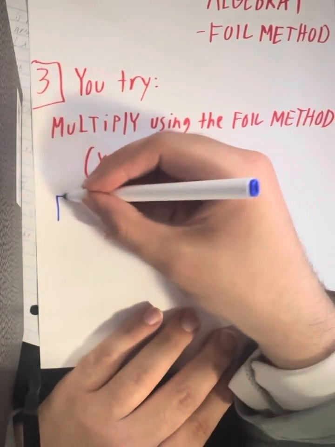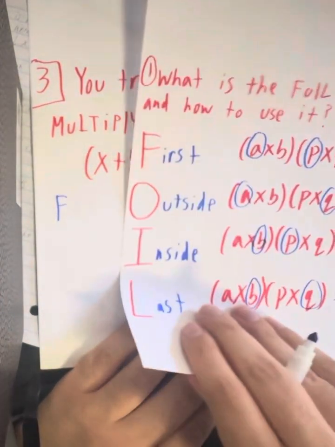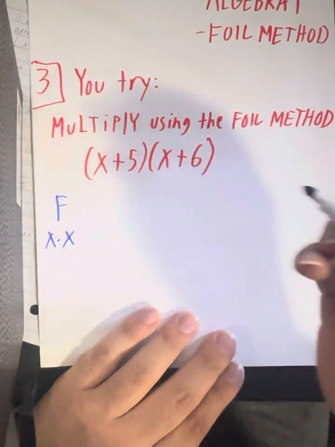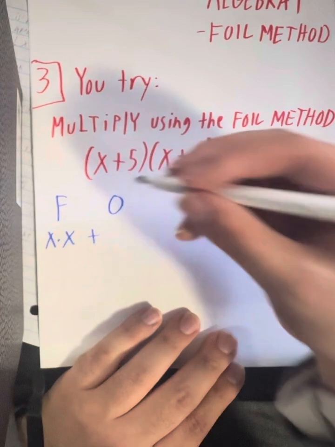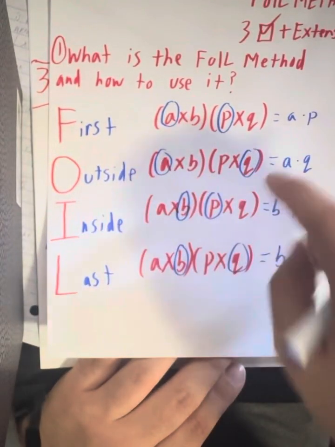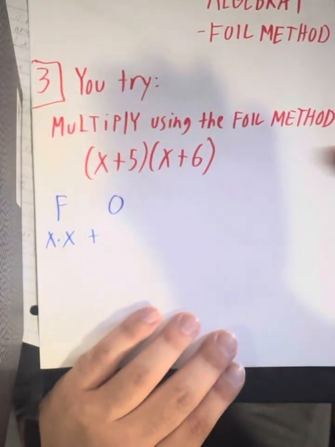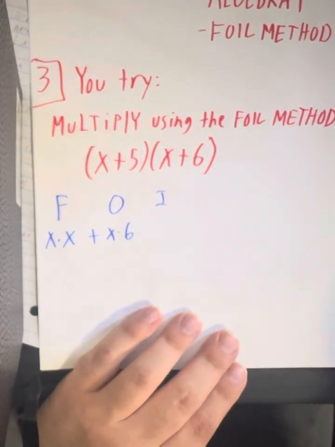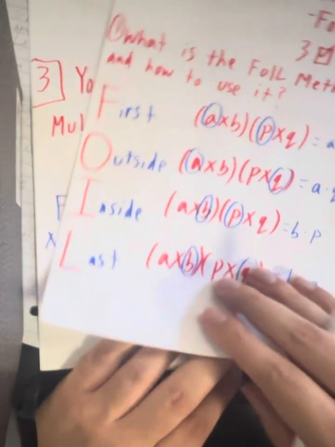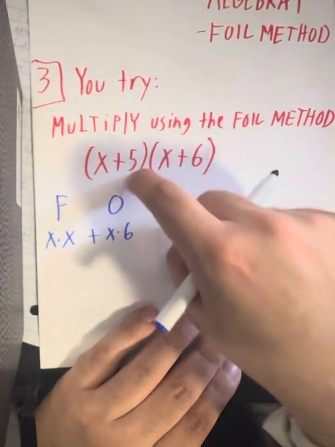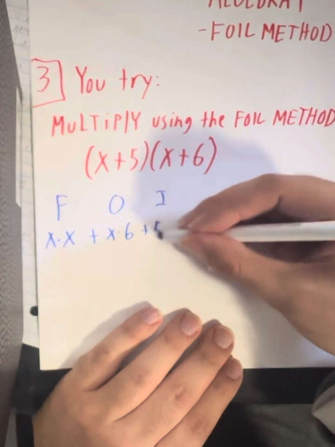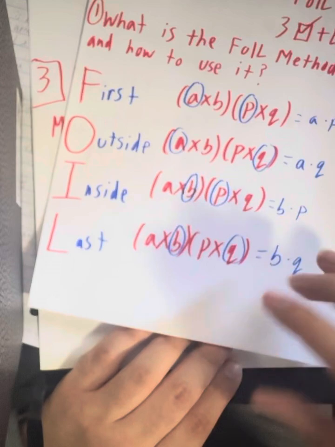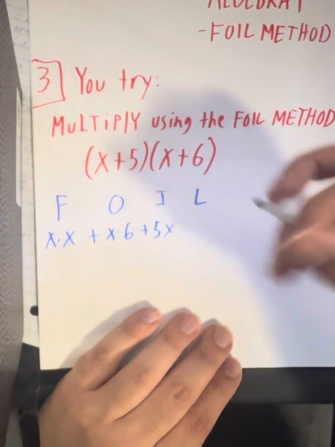Okay, let's start with our first value. So I'll go ahead and be the first of the binomial. So x times x, okay. Plus our O, which is the outside, x times 6. And our inside, which would be right here. That would be 5 times x. And then lastly, we do last. Going back to this again, B and Q. So that would be 5 and 6.